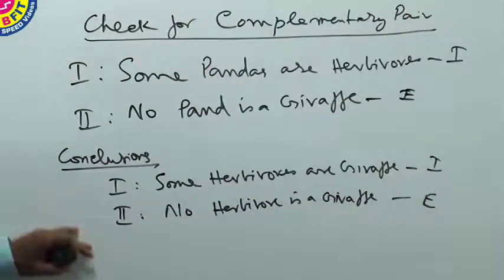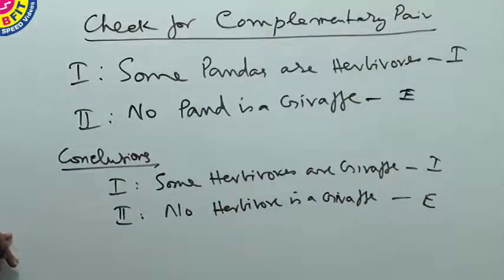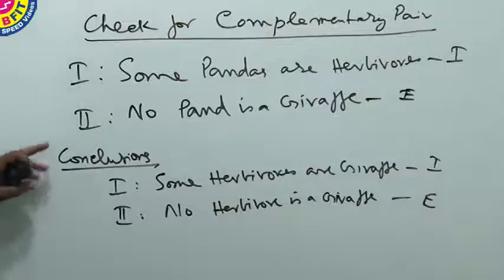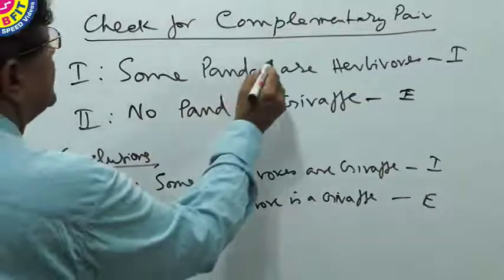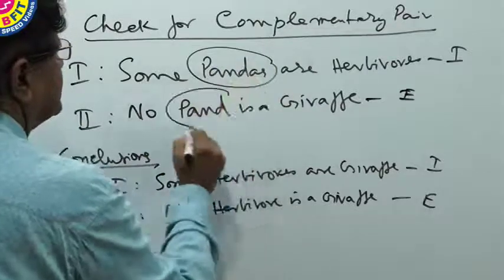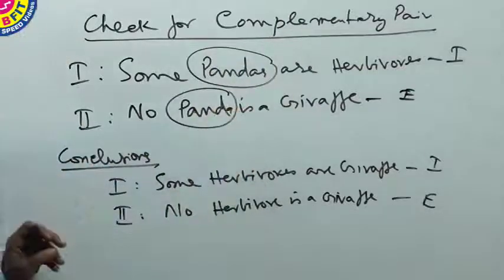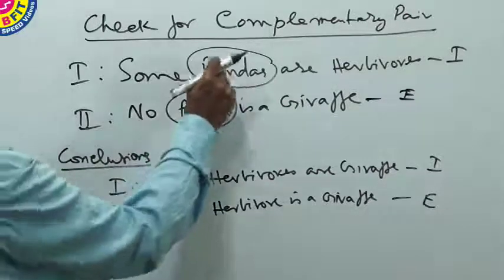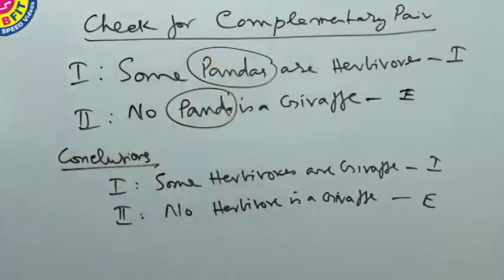Now we have to test these conclusions, which is mediate inference. Mediate inference means first check whether there is any common term. Yes, panda is here, panda is here. But they are not aligned. We have to align them, because the subject of both statements is panda. Which statement should be aligned?